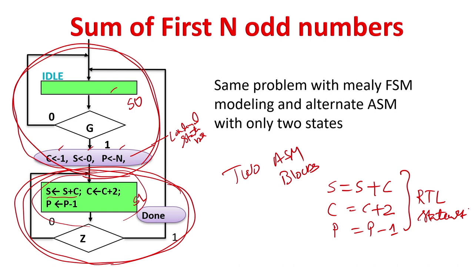And from this we can infer what our data path should be. Clearly we are doing two additions and one subtraction. So, crudely we can say two adders and one decrementer, or a counter with decrement operation, is more than enough.